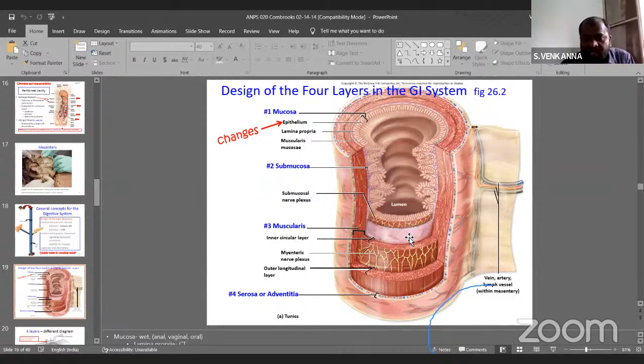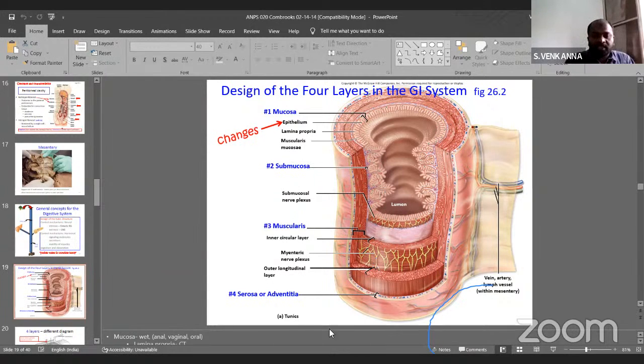The next one is the muscularis, the inner circular layer. Together with the myenteric nerve plexus and the outer longitudinal layer, these make up the layers. Those are the upper surface layers and the inner surface layers. So in this complete dissection anatomy, there are four layers of the intestinal wall.